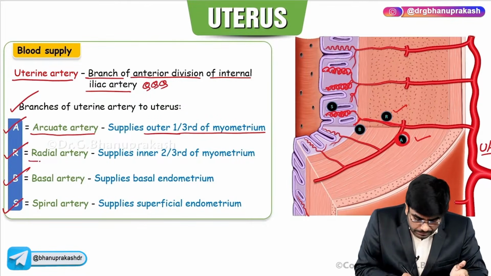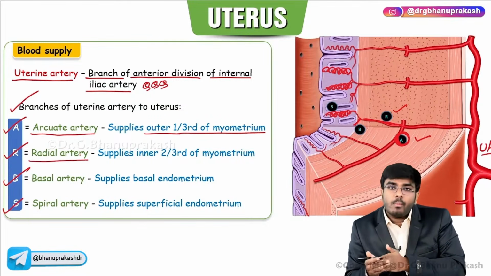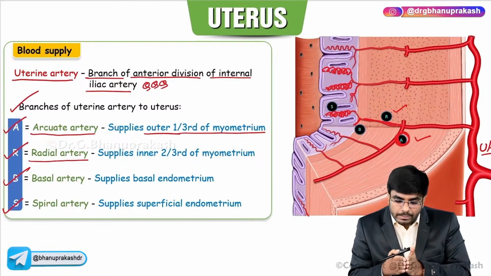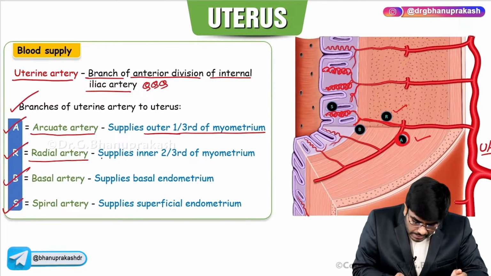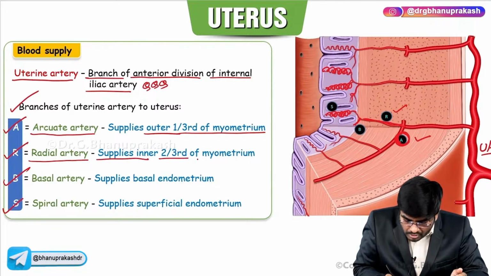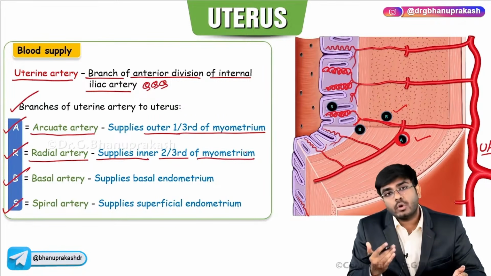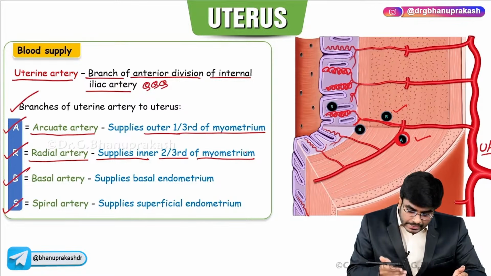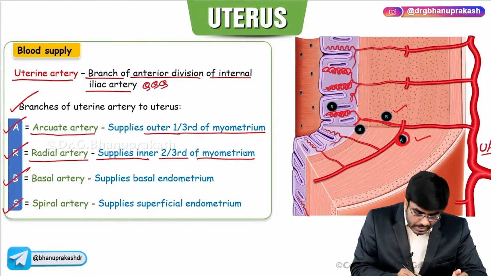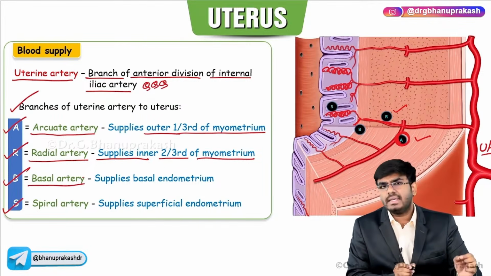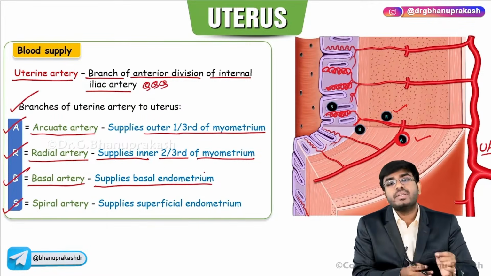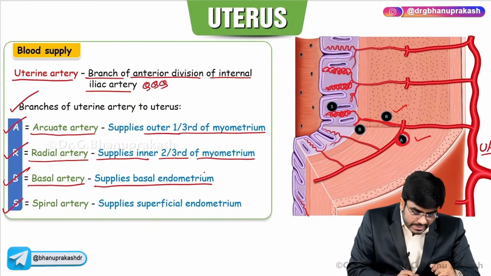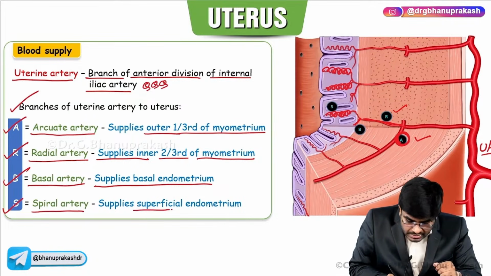Now radial artery, it's becoming more inner. These branches are coming more inside the uterus. So radial artery supplies the inner 2/3 of myometrium. Outer 1/3 is arcuate, inner 2/3 is radial artery. And basal artery, in the name itself it's very clear, basal for basal endometrium. It supplies the basal endometrium, and the spiral arteries supply the superficial endometrium.